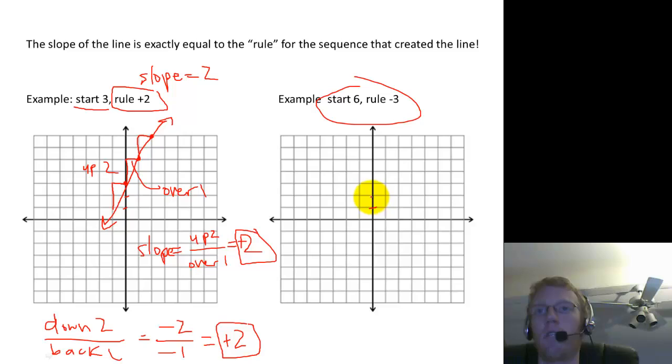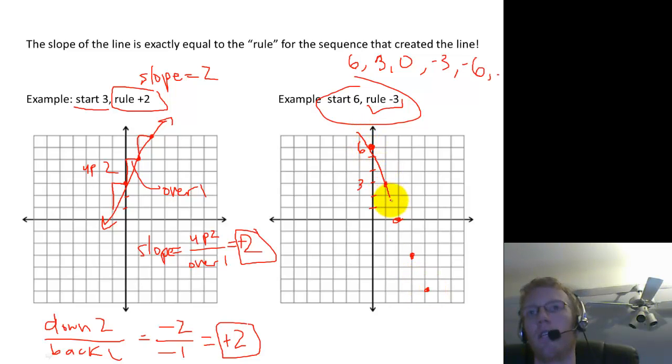Okay, let's do this other one. Start at 6. 1, 2, 3, 4, 5, 6. Put your dot. The rule was minus 3. So if we're making a sequence, we'd go 6, 3, 0, negative 3, negative 6, etc. So that's exactly how we plot the points. First we plotted 6, now we're going to plot 3, but we have to move forward each time. Then we plot 0, then we plot negative 3, then we plot negative 6, and you can see that they all line up.